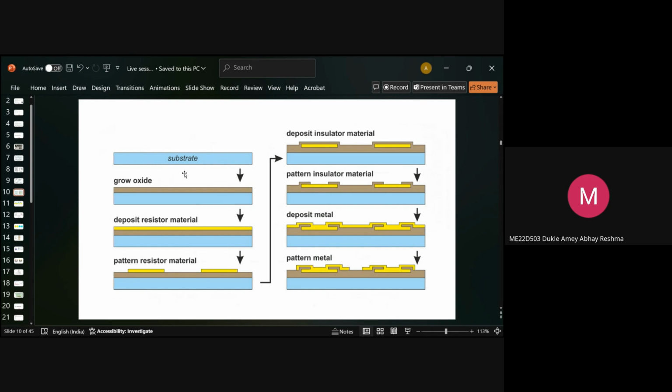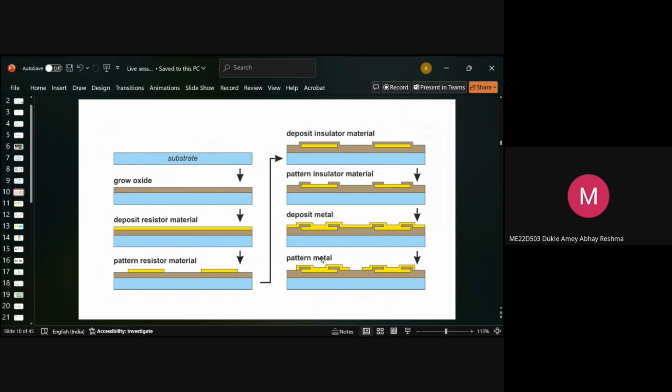So substrate, how we make the substrate, how we grow the oxide layer, how we deposit the photoresist, how we do the photolithography, then how we do the etching and everything, and how we deposit the metal. And then again, for patterning the metal, you will have to do the same thing. You will have to deposit the resist and do the etching part. So basically you'll keep on repeating the process in a cyclic manner to get what you want. But the major processes are these things.